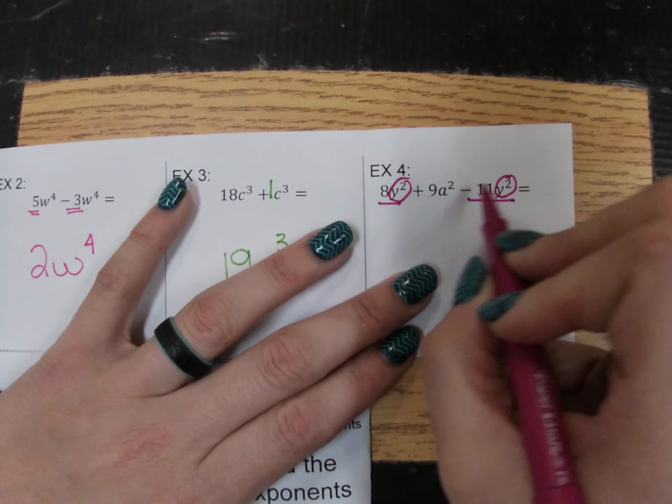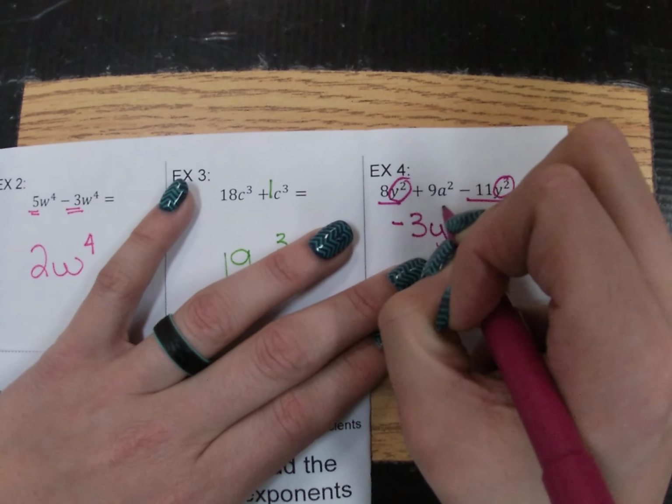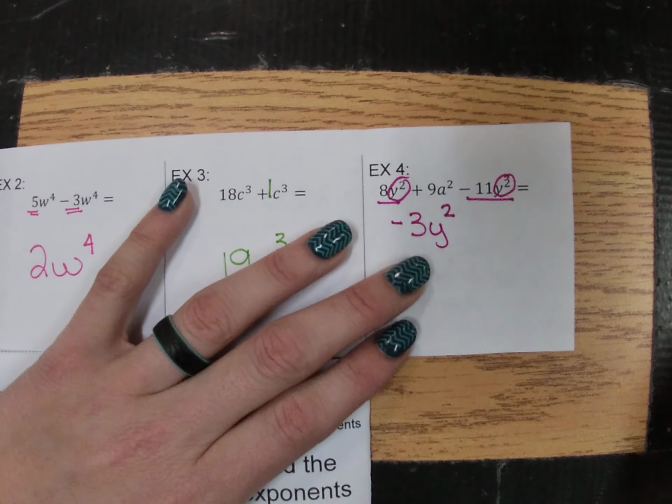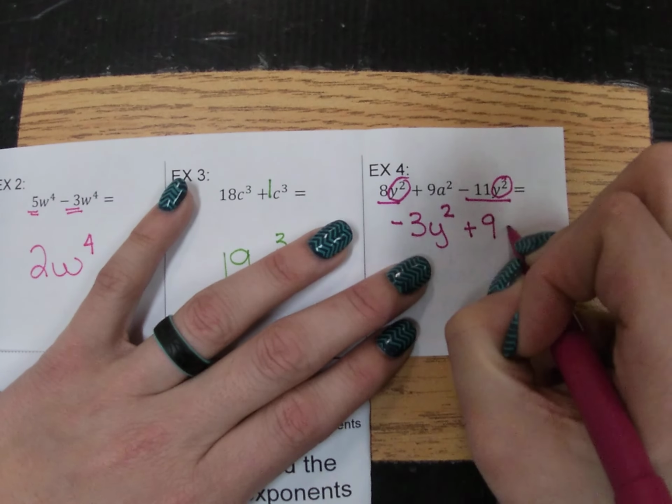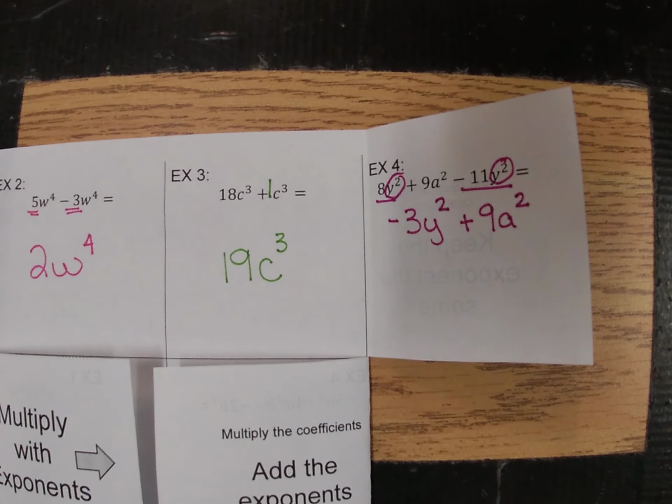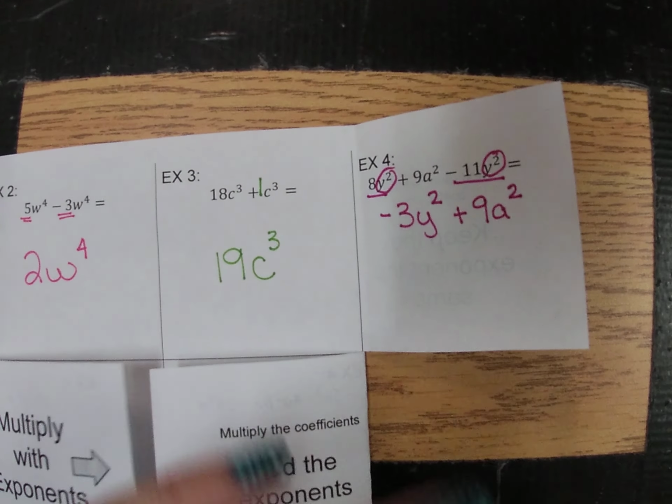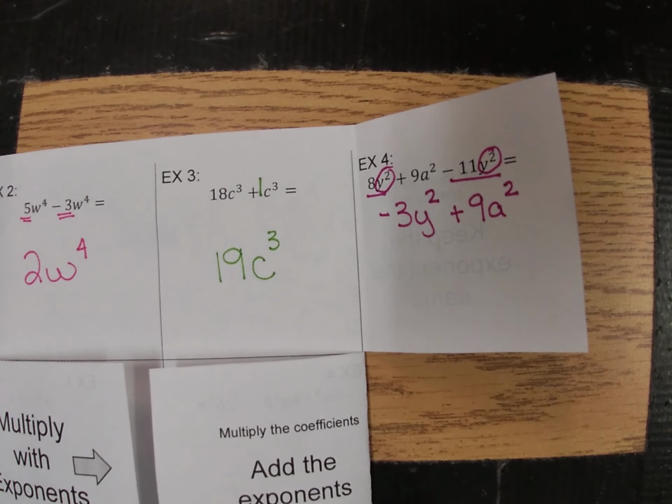Okay, so if we do 8 minus 11, that gives us a negative 3. It was a y squared, it stays a y squared. Even though this is a 9a squared and it has an a squared on it, we still can't add them because they are different variables. So the bases have to match for us to be able to add.